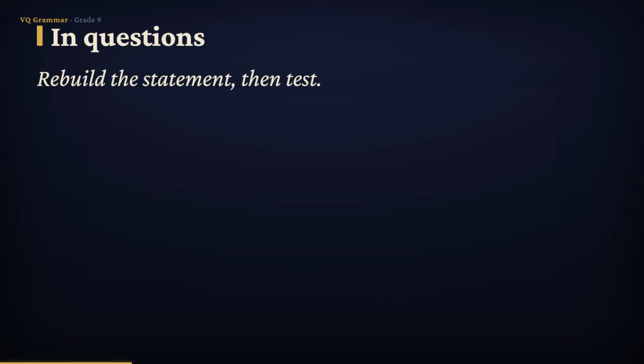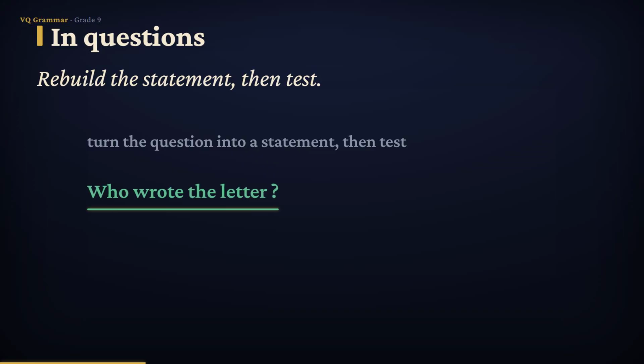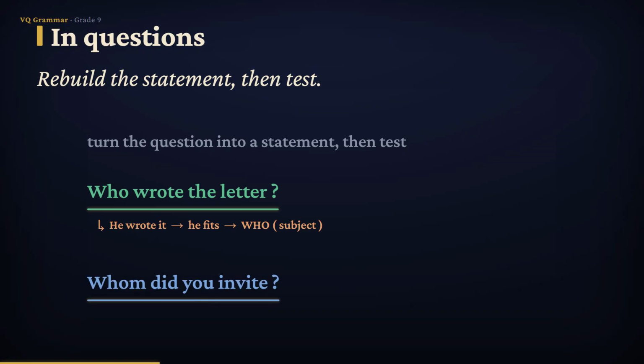Let's put it to work in questions where who and whom trip people up most. The trick is to turn the question back into a plain statement, then run the he-him test. Take who wrote the letter. Turn it around. He wrote it. He fits, so the word is who. It's the subject doing the writing. Now try, whom did you invite? Rearranged, that's you did invite him. Him fits, so the answer is whom. It's the object of the verb invite. Same little move every time. Make a statement, then listen for he or him.